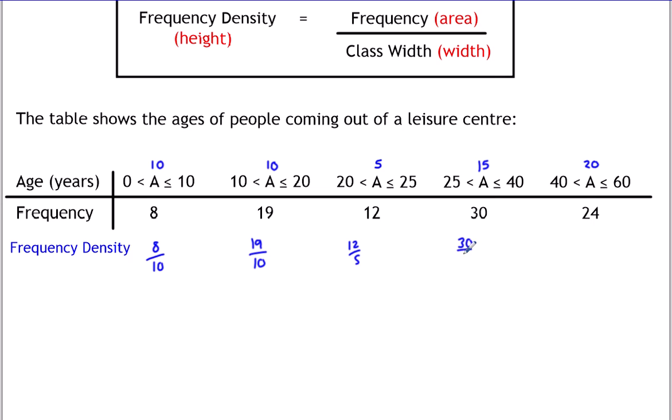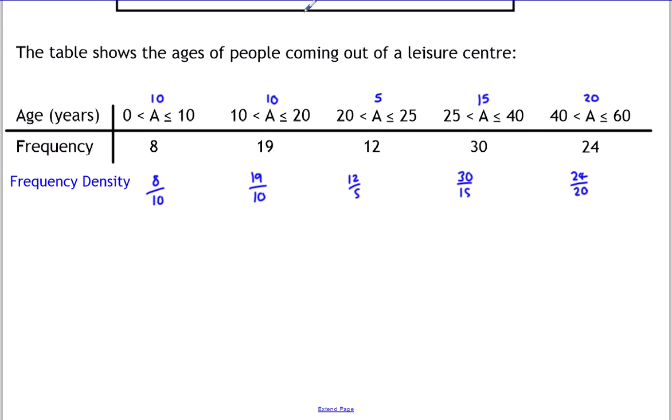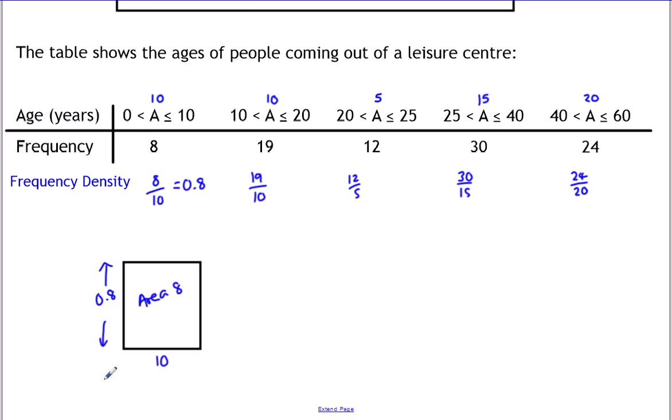So 30 divided by 15 and 24 divided by 20. Now, to make it look like the last ones you did, for the first bar, basically it would look like this. It's got a width of 10 and it's got an area of 8. And I'm asking you how tall it needs to be. So 8 divided by 10 is 0.8. So 0.8 tall, and that's what we're going to draw on our graph in a minute.